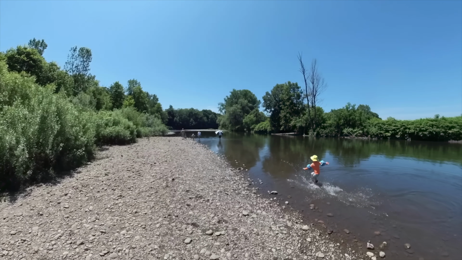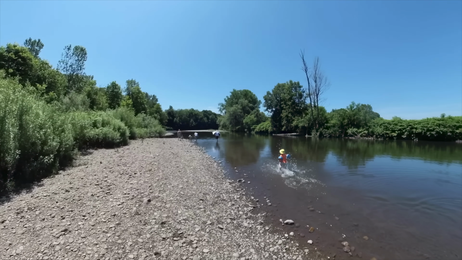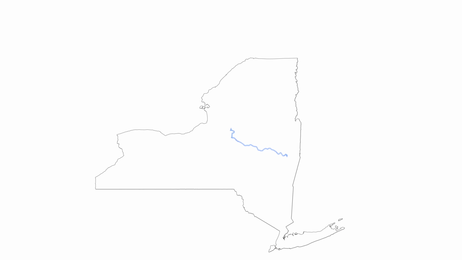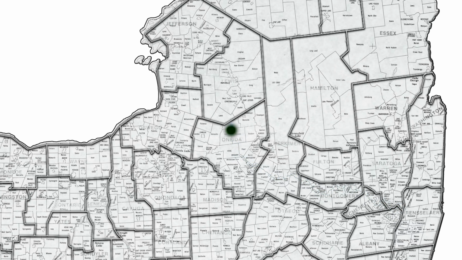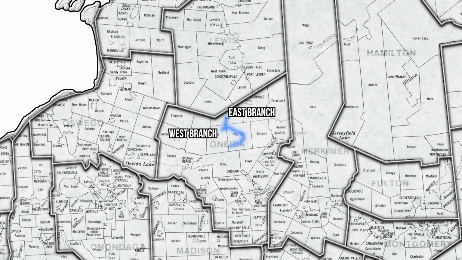I grew up just off of the Mohawk River, and it's got an interesting story. For centuries, people used its waters to move across New York. Geographically, it begins in Oneida County, where its east and west branches meet and flows east.